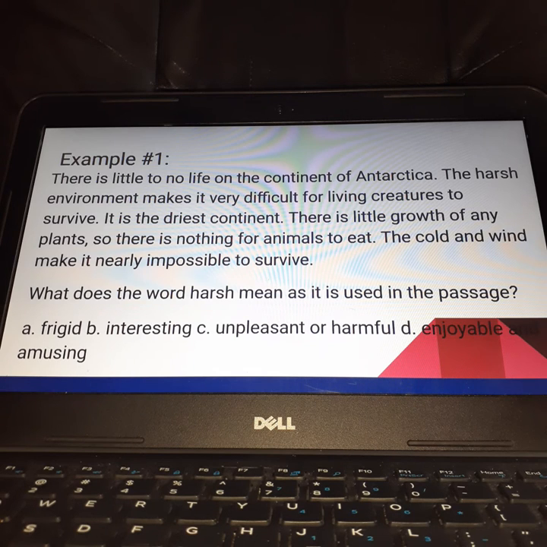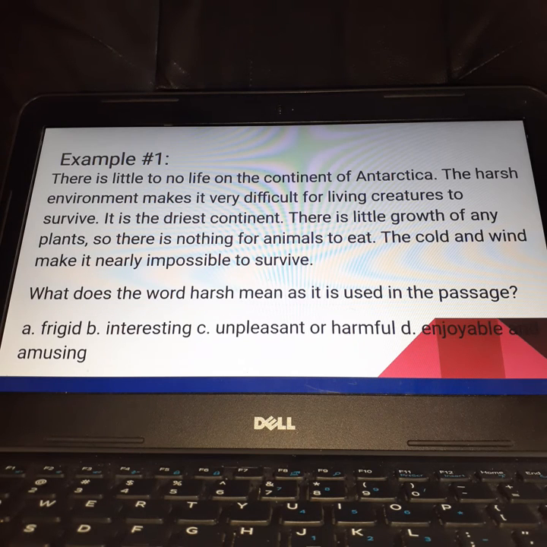A, frigid. B, interesting. C, unpleasant or harmful. D, enjoyable and amusing. Well, when we look at this, we want to plug in our answer choices where the word harsh is actually located. Let's try. A says frigid, so let's plug that in first. The frigid environment makes it very difficult for living creatures to survive. Sounds right. I don't know.